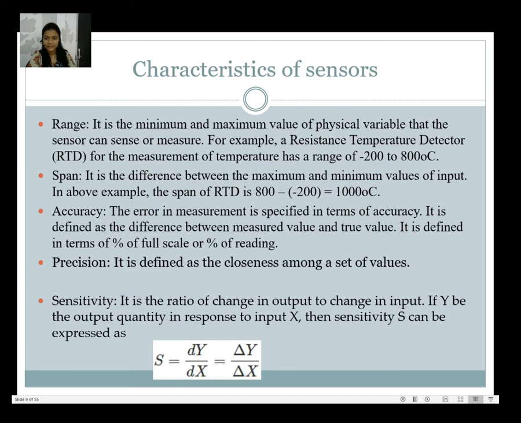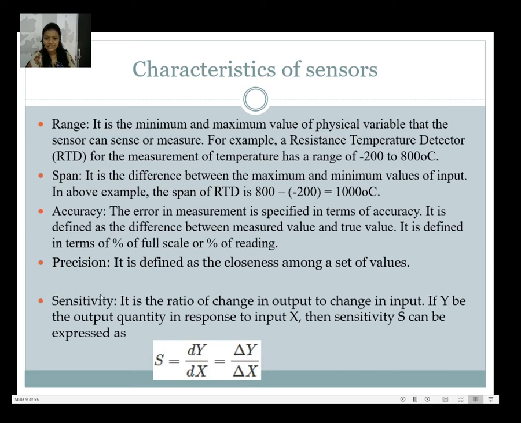Then accuracy. It is the most important characteristic. The error in measurement is specified in terms of accuracy. So it is defined in terms of percent. Then precision. It is defined as the closeness among the set of values. Okay, so we can call it as a precision.